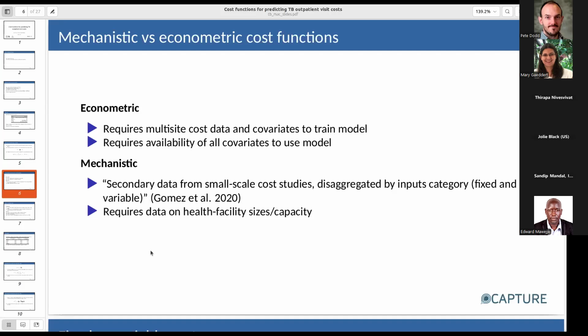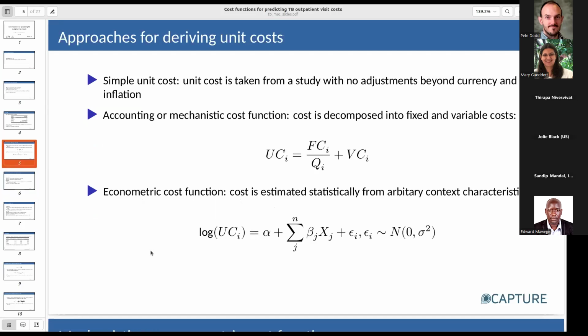And mechanistic cost functions have been proposed as more feasible to use than econometric ones, partly because the data requirements are at least nominally less. So you can populate the fixed and the variable costs from small scale cost studies, basically. You're not trying to learn from a large amount of data, and you just need data on volumes to do this fixed cost adjustment.